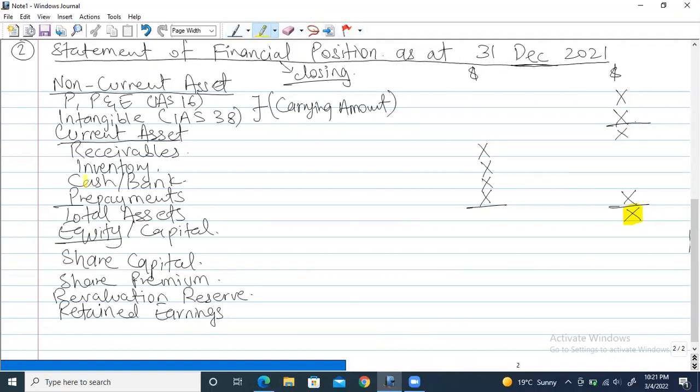Let me highlight these as well so that you don't get confused. These are the headings, right? This as well, and this total assets as well. So equity or capital includes four things: share capital, share premium, revaluation reserve, retained earnings.